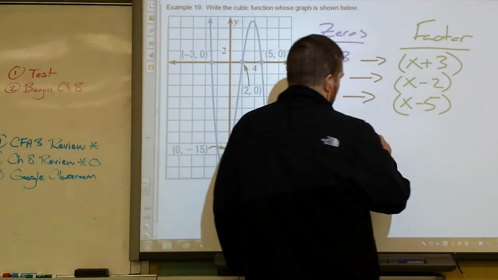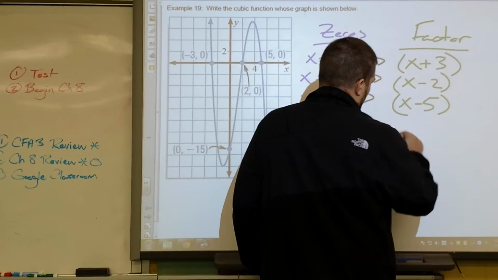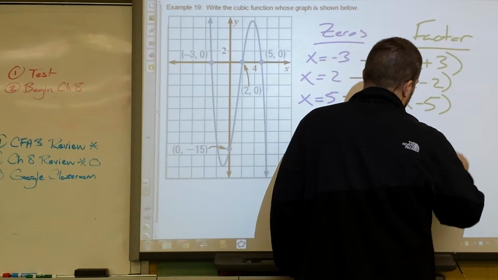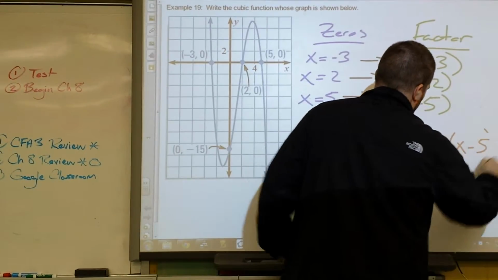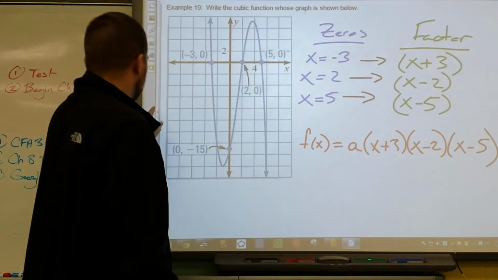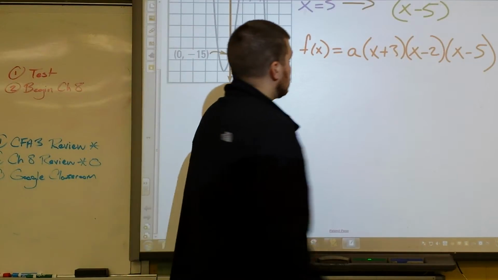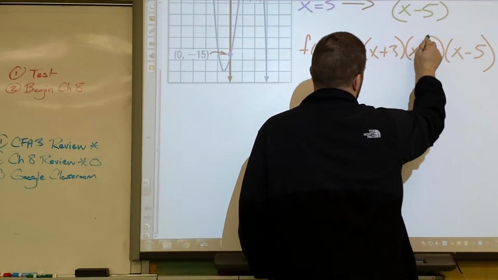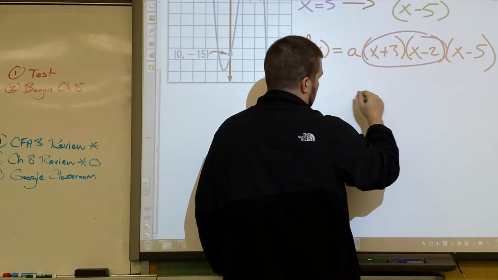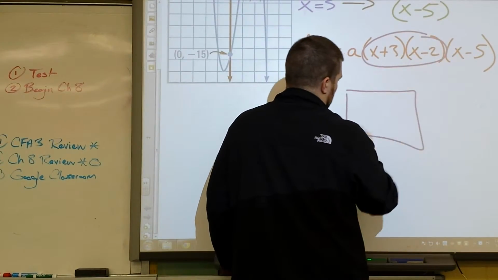But now, like I did before, I'm going to multiply my factors together, just like we did in the previous example. Okay, so I want to start by doing some scratch work, and I want to use the box multiple times. So I'm going to start off by saying just x plus 3 times x minus 2. That's going to be a 2 by 2 box.